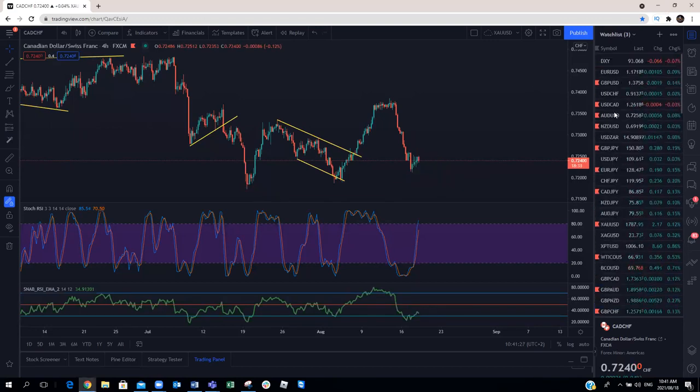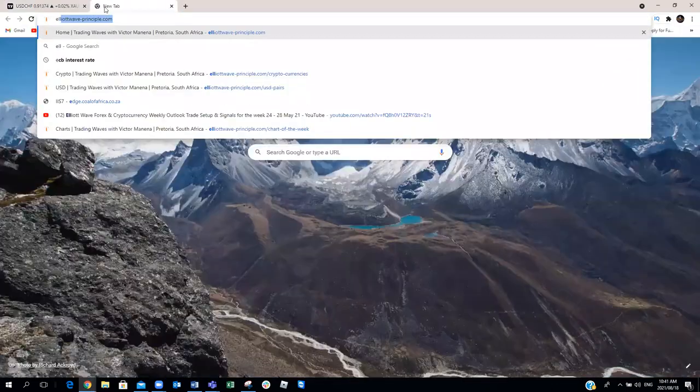Those are the Forex pairs. There is a question about USD Chief. Let's have a look at that.